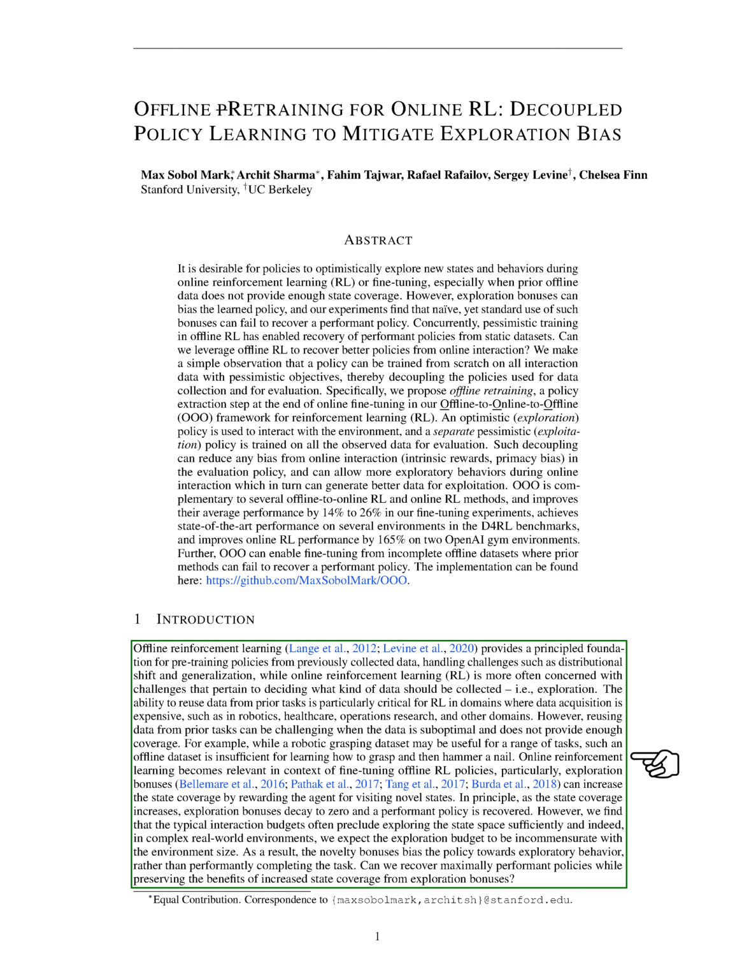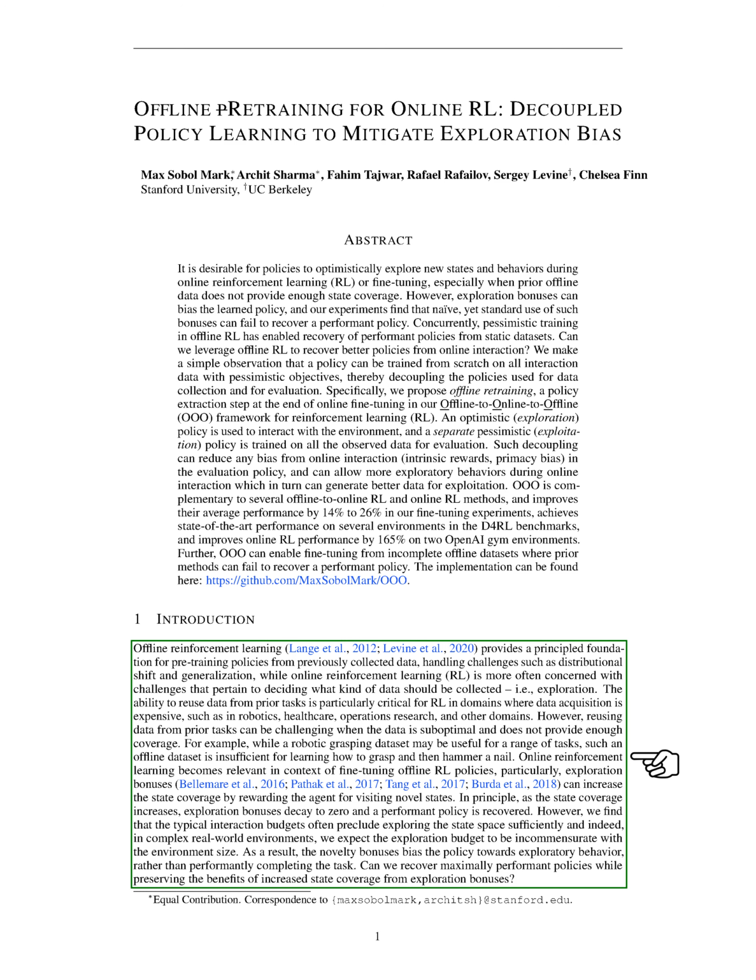For instance, a dataset on robotic grasping might not be enough to teach a robot how to grasp and then hammer a nail. On the other hand, online RL is more about deciding what kind of data should be collected, or in other words, exploration. It's useful for fine-tuning offline RL policies. For example, exploration bonuses can encourage an agent to visit new states, increasing state coverage. As the state coverage increases, these bonuses decrease until a high-performing policy is achieved.